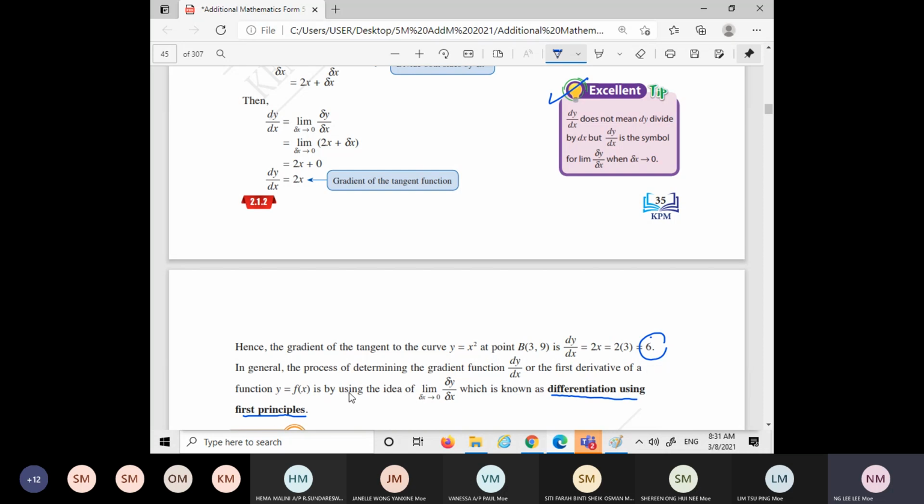a function y equals f(x), is by using the idea of this limit, which is known as differentiation using the first principle. Okay, the method we call first principle.